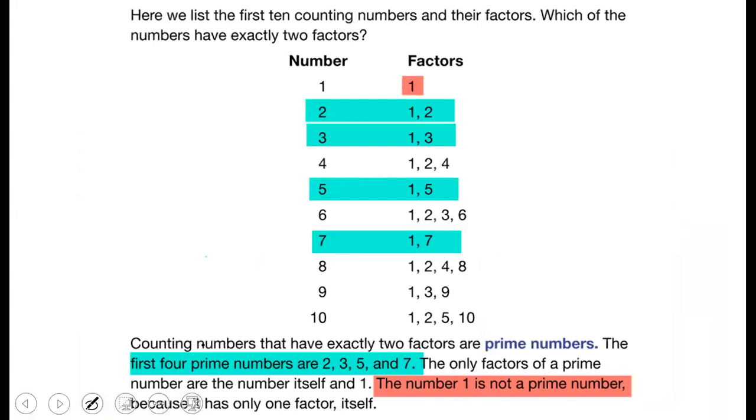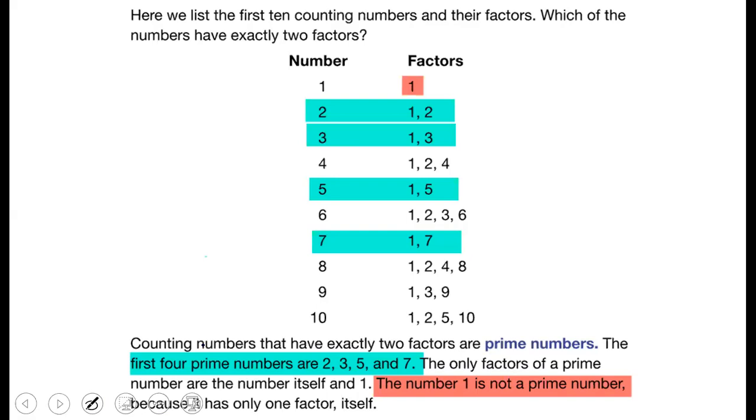Here we list the first 10 counting numbers and their factors. And you'll notice that the ones in the turquoise are prime numbers. The other ones are all composite numbers. The only one that's an exception to all the rules is the number 1. The number 1 isn't prime and it is not composite. It doesn't fit either rule.